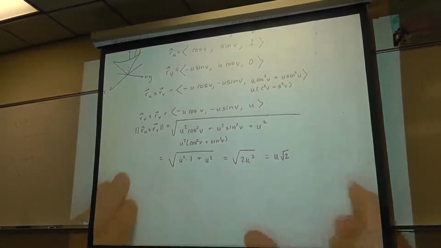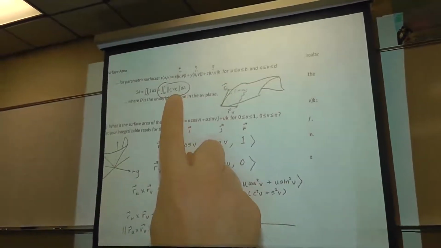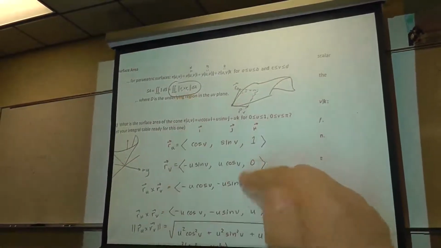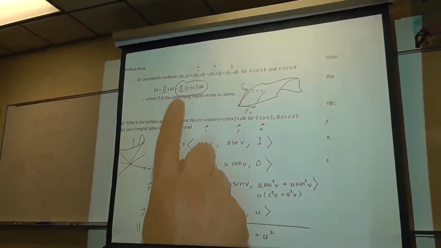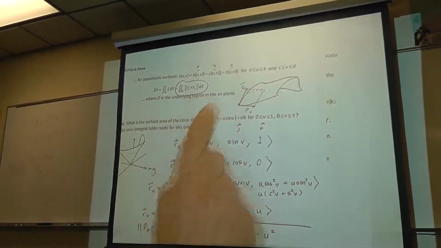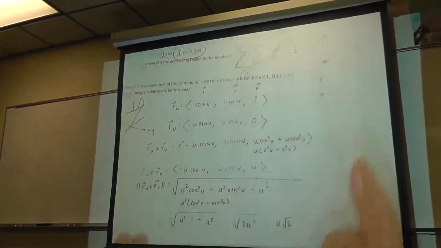Going back to the way surface area is defined, once you've done the magnitude of your cross product of those partials, like these two, you do the double integral over the region D, where again, D is the underlying UV plane region. The UV region is defined right there.